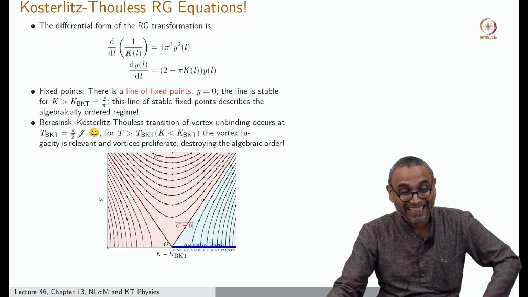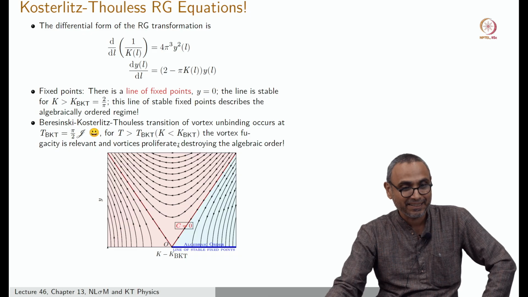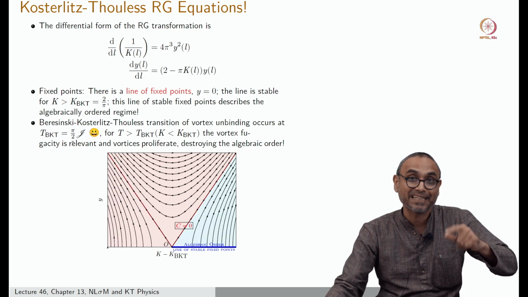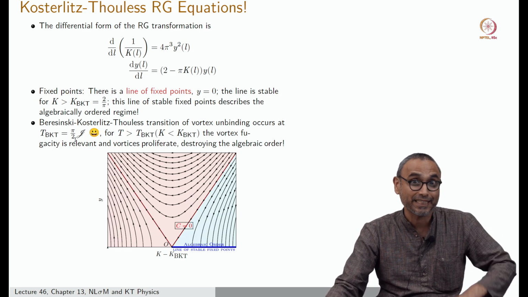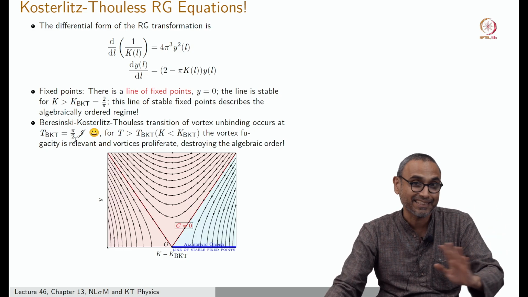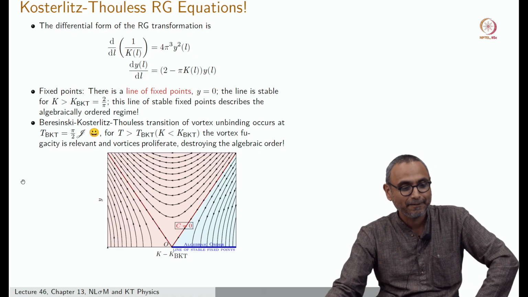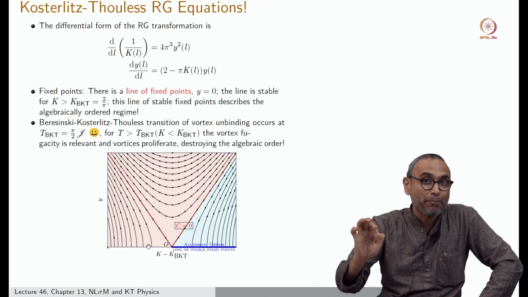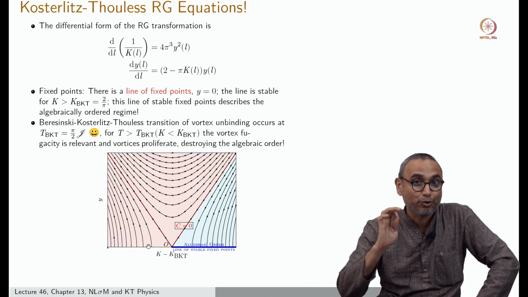Now when K is less than K_BKT, which means T is greater than T_BKT, and T_BKT is exactly pi by 2 J, that's exactly this result. The Berezinskii-Kosterlitz-Thouless transition temperature, and remember we did some crude calculation, we found pi by 2 J, and we did fancy RG to come to this result. You see that any amount of fugacity is relevant.